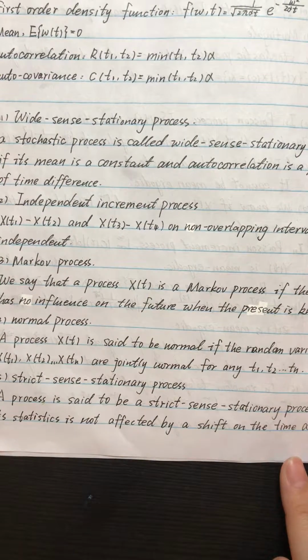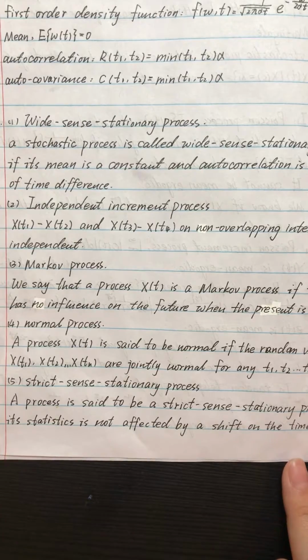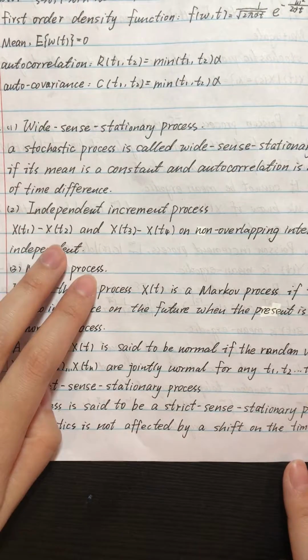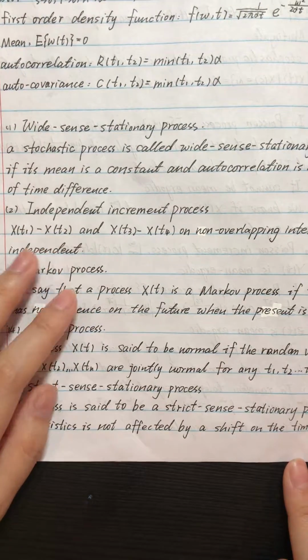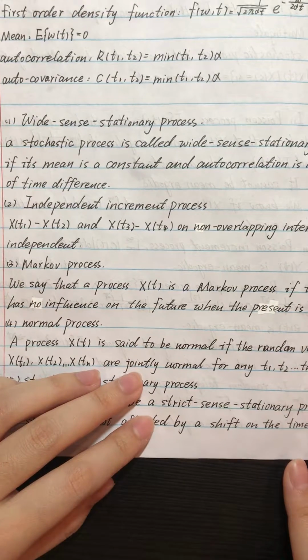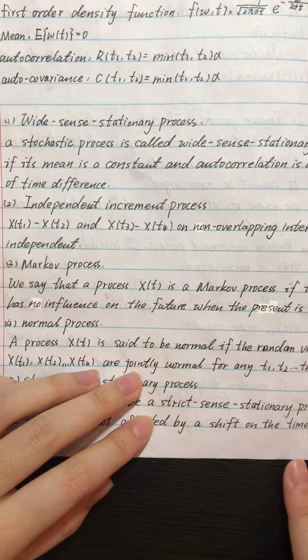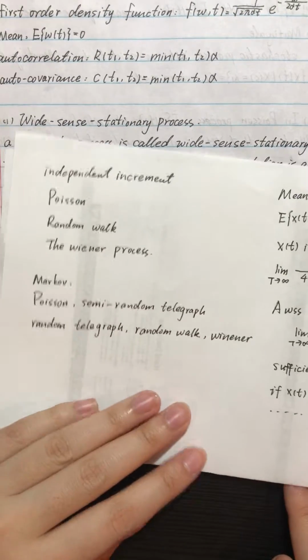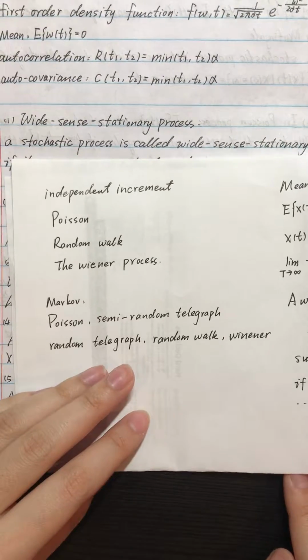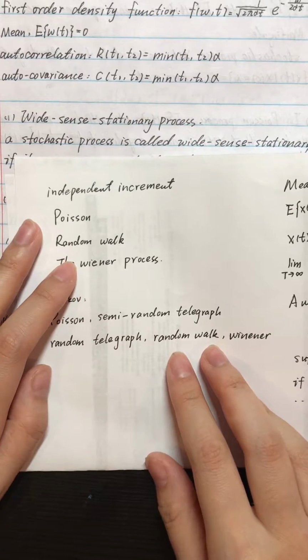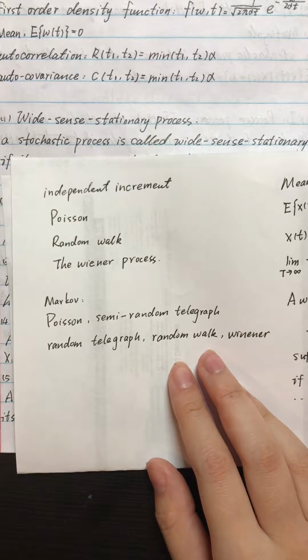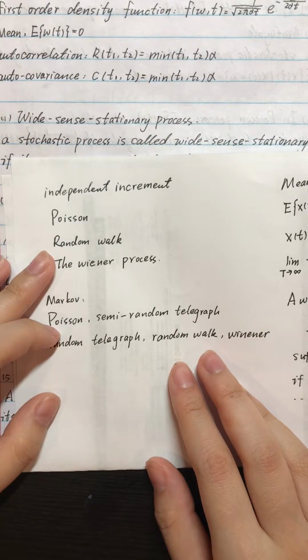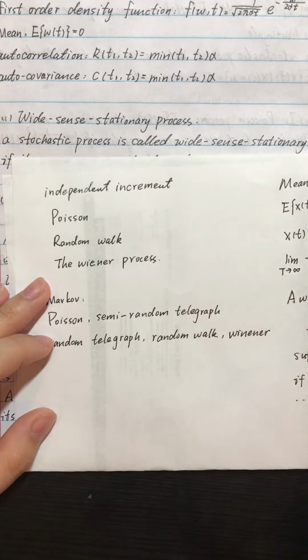The definition is that if X(t2) minus X(t1) and X(t4) minus X(t3) are on non-overlapping intervals, then they are independent. And we know some processes that are independent increment processes. It includes the Poisson process, the random walk, and the Wiener process.